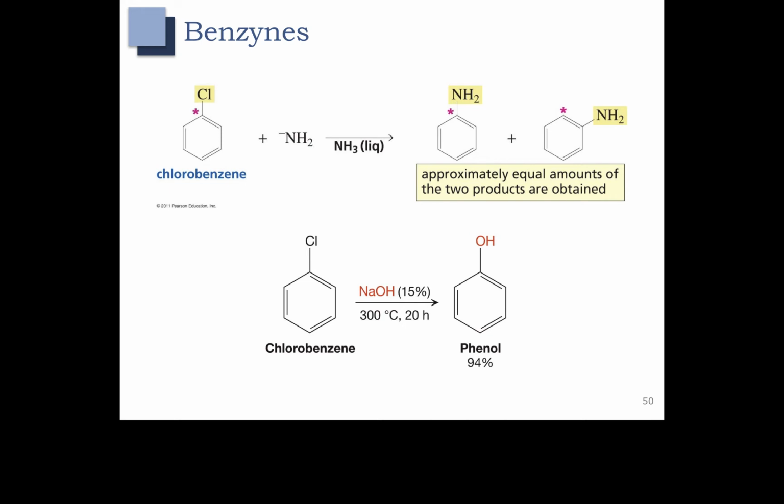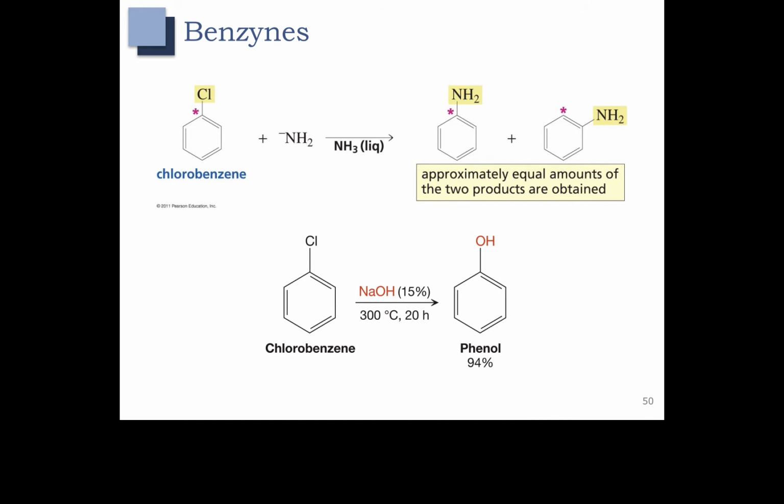Okay, now we're going to look at benzynes. Benzynes are these crazy, weird intermediates. This kind of looks like an SNAr reaction when you are looking at it, because we have what looks like a nucleophile, and we have our benzene ring with a chlorine attached. But notice there are no strongly electron withdrawing groups. And so this reaction is going to have to go through a different mechanism than our nucleophilic aromatic substitution did.